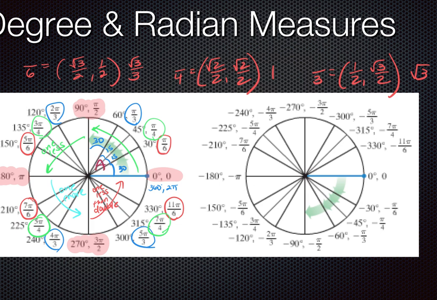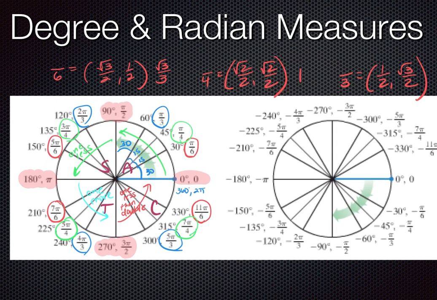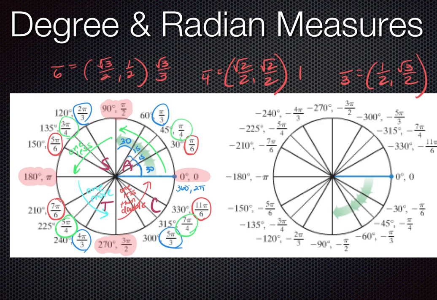All students take calculus. So in the first quadrant, all of them are positive. In the second quadrant, sine and cosecant are positive, everything else is negative. In the third quadrant, tangent and cotangent are positive, everything else is negative. And in the fourth quadrant, cosine and secant are positive, everything else is negative.